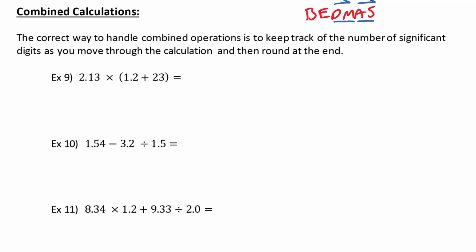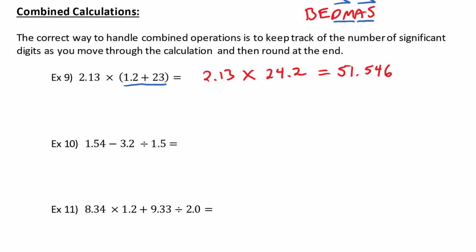So let's not worry about significant digits right now. Let's just do the calculation, get our final answer. Remember, we're not rounding off until the final answer. So let's just forget about rounding off and do the calculation. Example 9, we make sure we follow BEDMAS. We are doing brackets first. 2.13 times, in this case, we're adding up 1.2 and 23. So we're multiplying this by 24.2. We then multiply those together and we get 51.546. But we have to round that off.